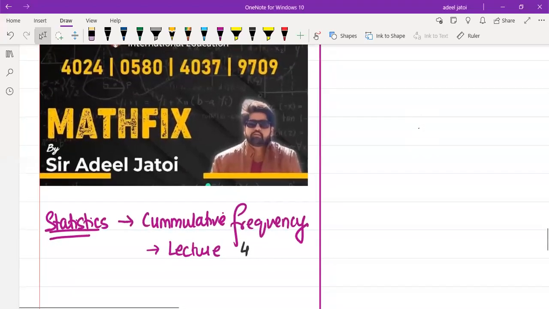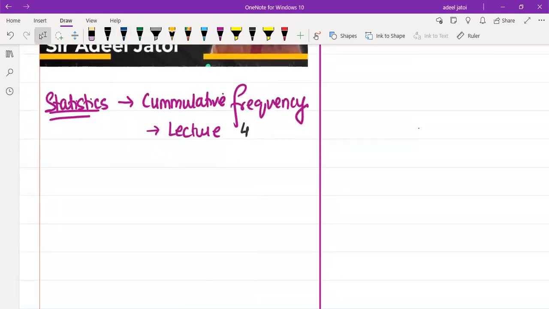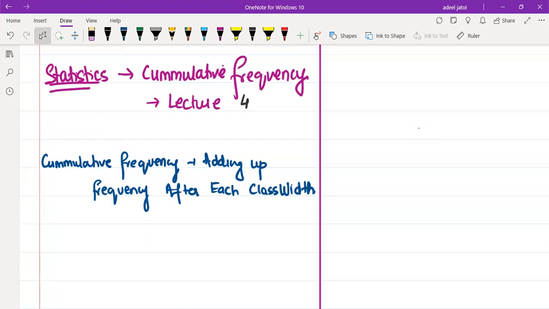Okay, we are starting off with cumulative frequency. You need to understand cumulative frequency is adding up frequency after each class width. So cumulative frequency is when you add up frequency after each class width.